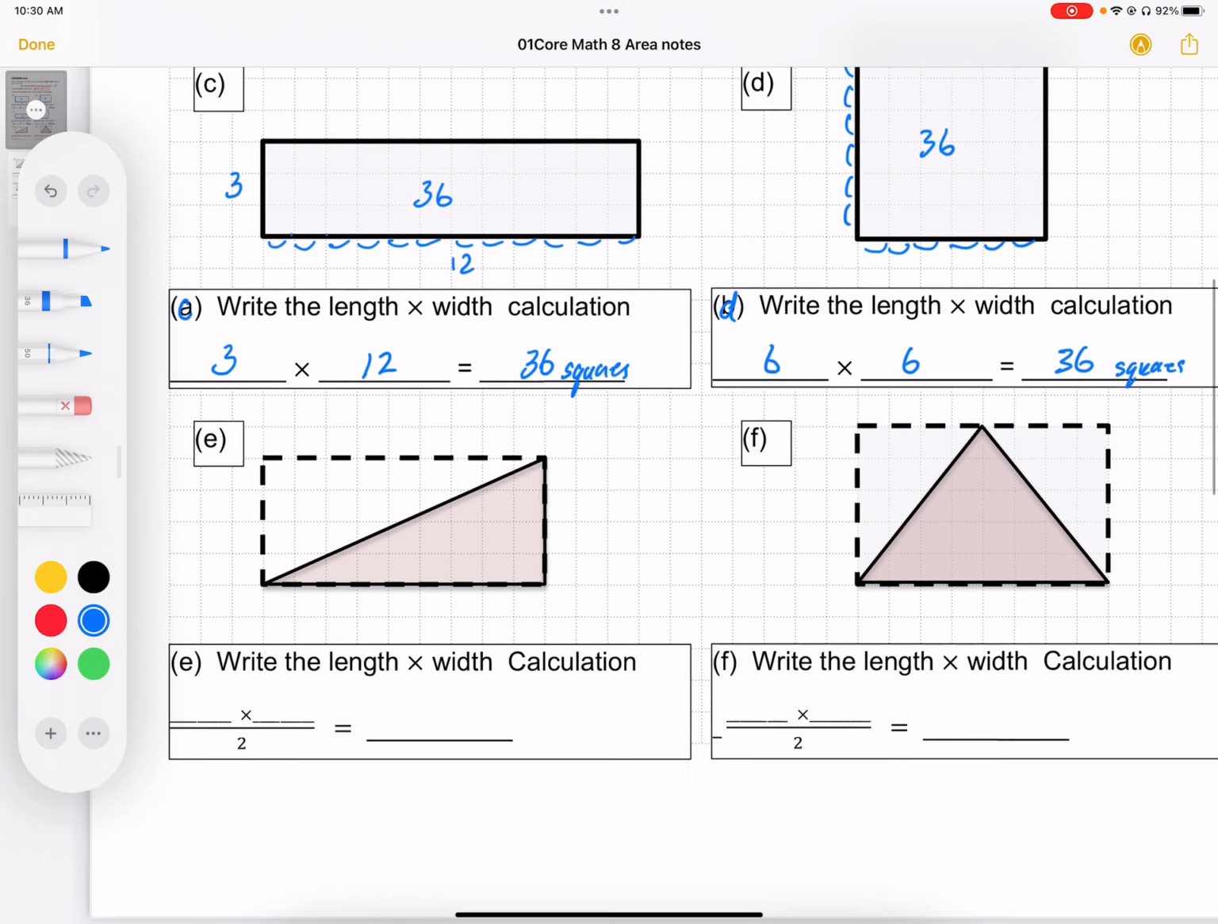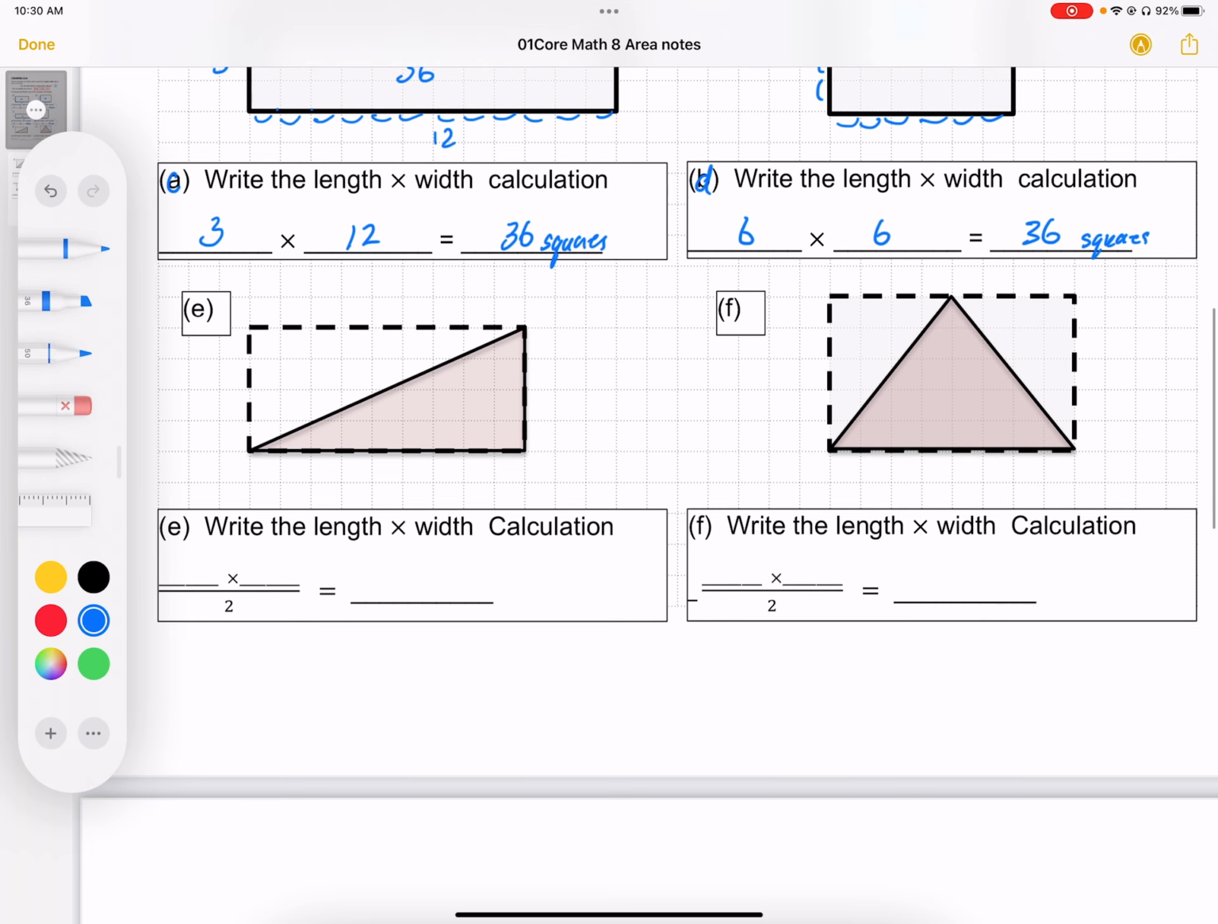Now, again, with triangles, we're measuring squares. But the problem is with triangles, it cuts through some of these squares. So how do we calculate the area of a triangle? We do this by, first of all, making our rectangle.